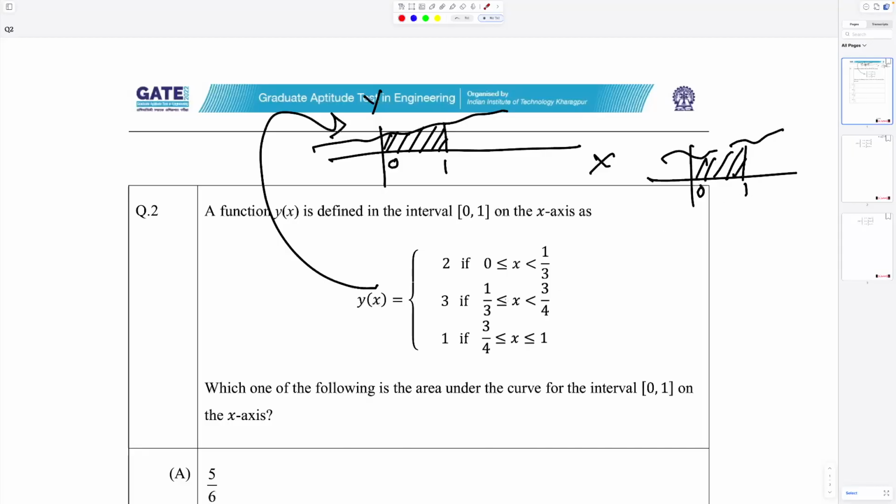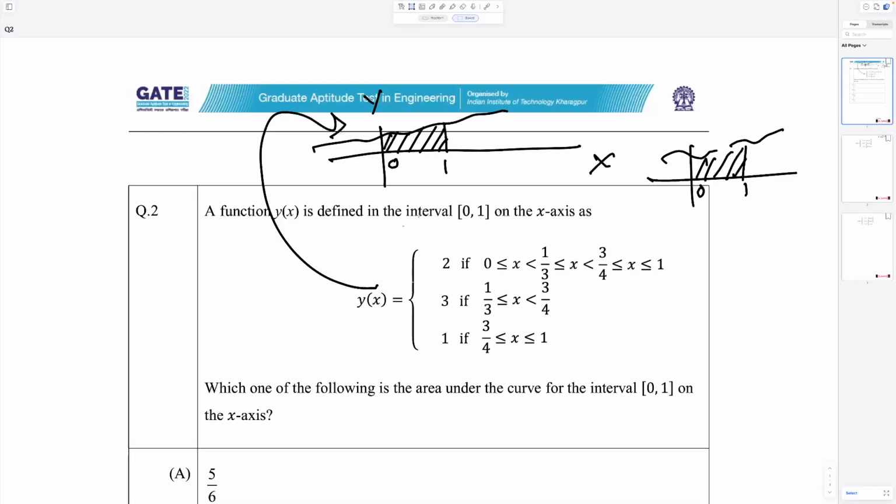And how does it follow it? It follows it like this. If this is the interval for which the value is 3, this interval coincides with the first one. From 0 to 1 by 3, 1 by 3 is not included, but 1 by 3 is included in the second span from 1 by 3 to 3 by 4. Likewise, the third one is also like this. So pause the video and you can visualize and understand that for every point from 0 to 1, this function y of x has a specific value.